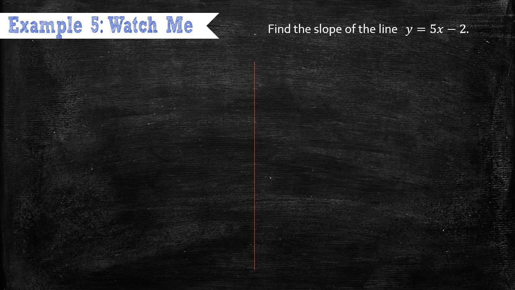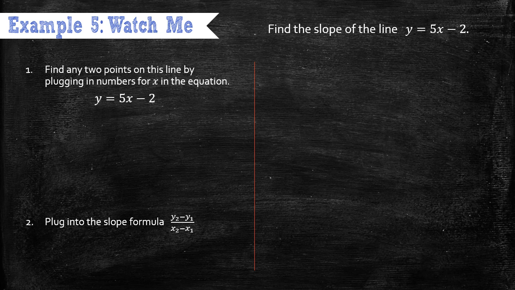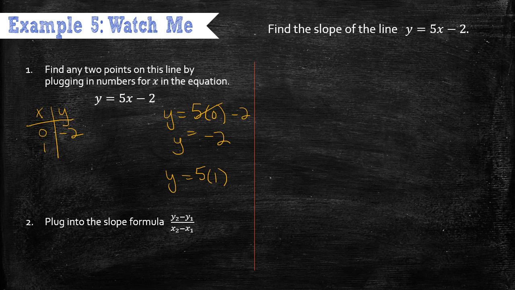Okay, so in this example, we want to find the slope of the line y equals 5x minus 2. All right, so the first way here, it says find any 2 points on this line by plugging in the numbers for the equation. So we can go ahead and use our table form, x comma y, and I can pick 2 points. So again, if I pick 0 and 1 because they're simple to evaluate, I'm plugging those in for x. So if I plug in 0, remember this is just going to cancel, so I'm left with -2. That would be my first point. And then my second point, when I plug in 1, I'm going to have 5 minus 2, or 3.